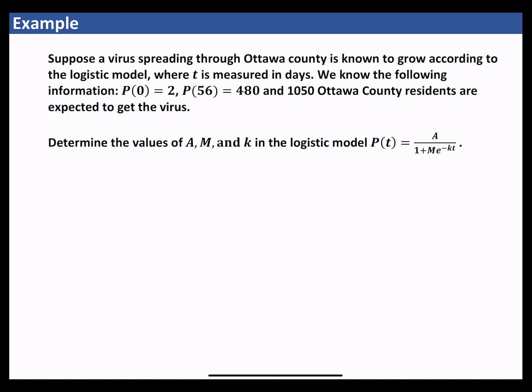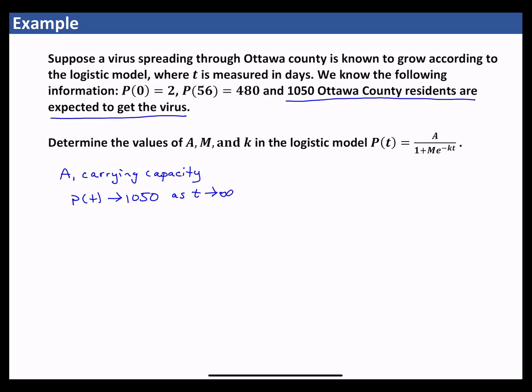We know from our previous discussions that a is the carrying capacity, and because we're told 1,050 Ottawa County residents are expected to get the virus, we know that the function p of t is going to tend towards 1,050 as t increases without bound. So that tells us that our carrying capacity is 1,050 people.